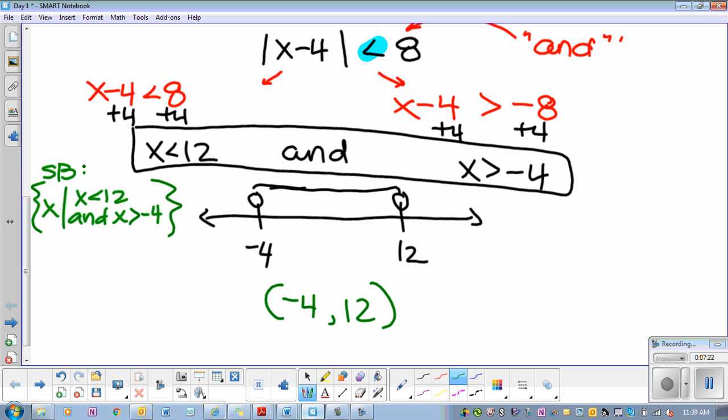No, you could, because it is an and. You could also say negative 4 less than x less than 12. Does that have to be in that order, or can it be switched? It has to be, if you're doing these signs. All right, any questions?